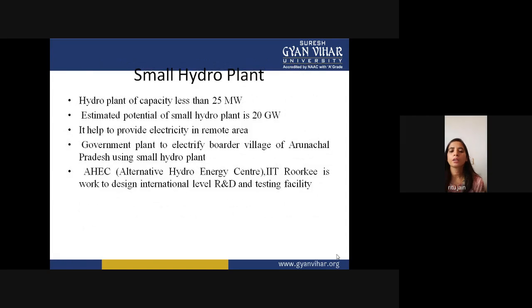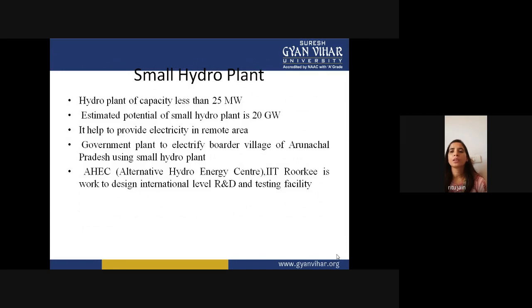First we will consider hydropower plants, because when you generate electricity from hydropower plants, there is no pollution, no gases are released which pollute our environment. So we can use a small hydropower plant for electricity generation. Let's discuss this.